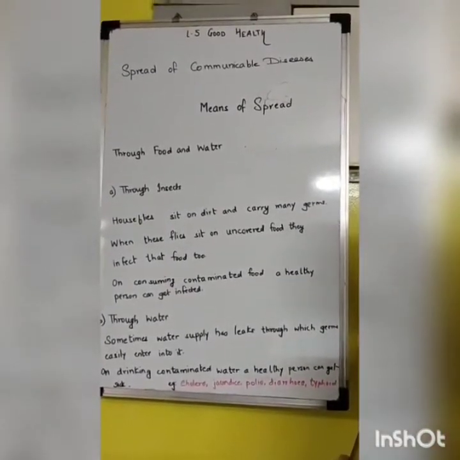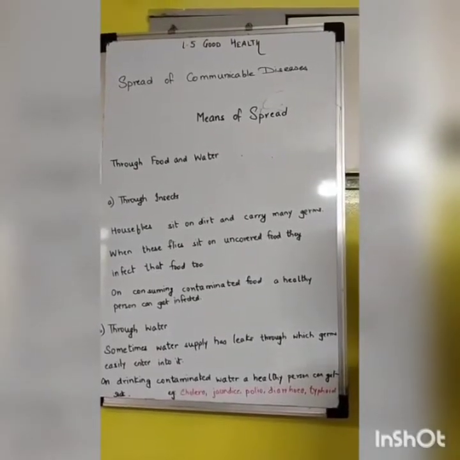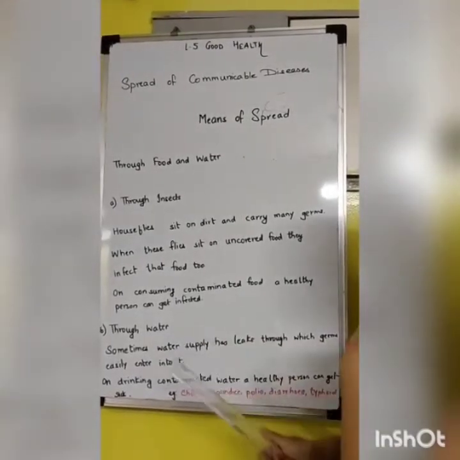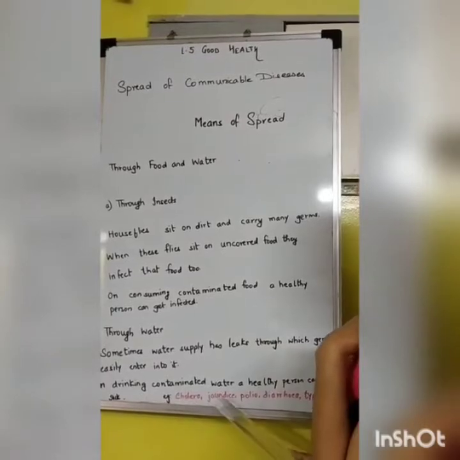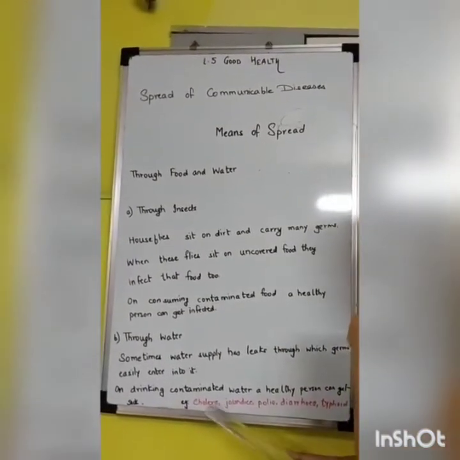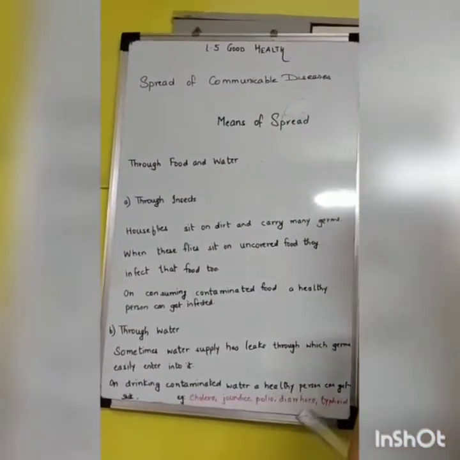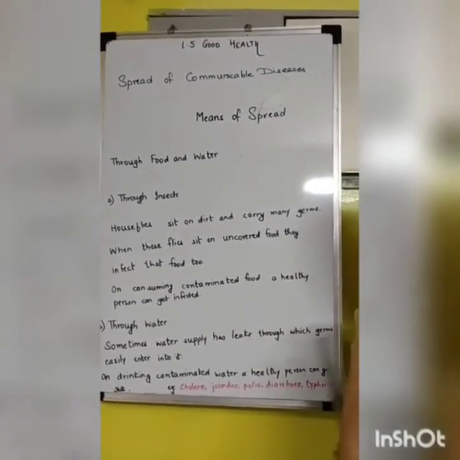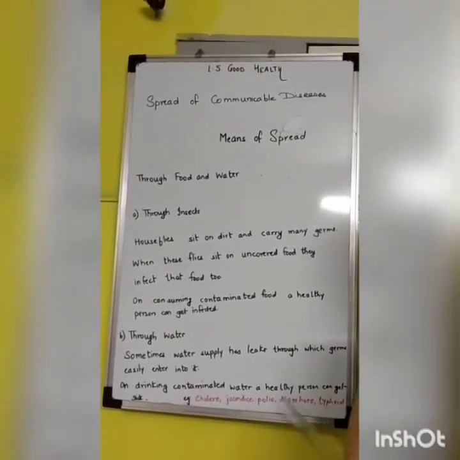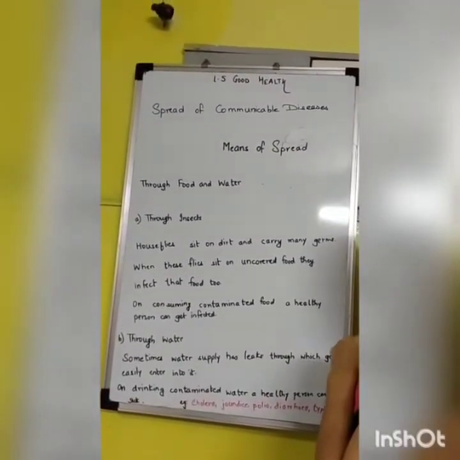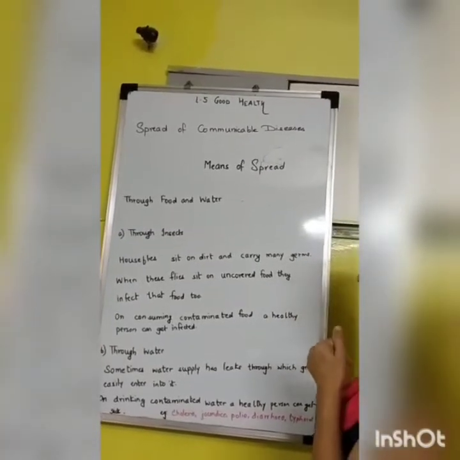So the different communicable diseases which spread through insects or water are cholera, jaundice, polio, diarrhea and typhoid. So in this case, our digestive system gets infected or affected with these germs.